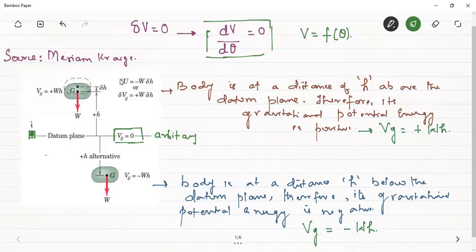You can see that whenever the work done is negative, we say that we are doing the work on the system. And that work done on the system gets stored as the gravitational potential energy.